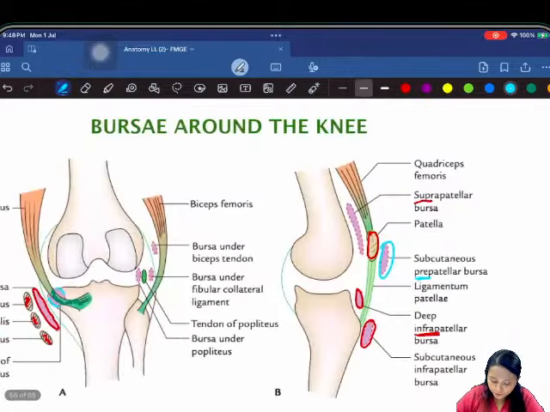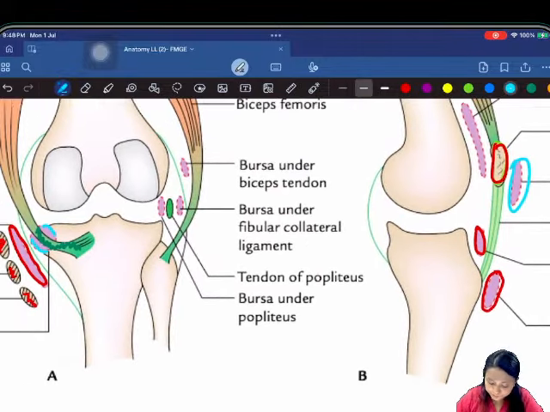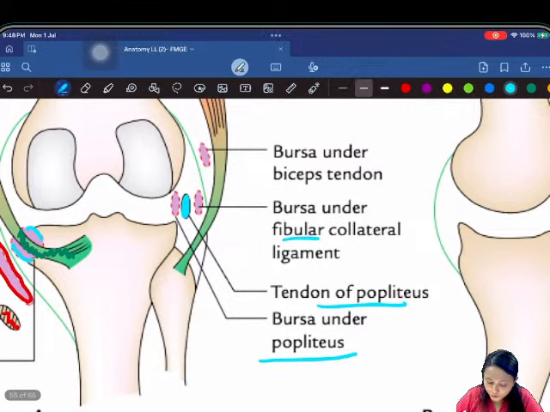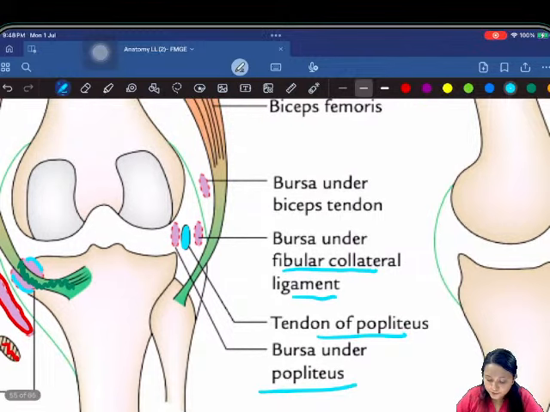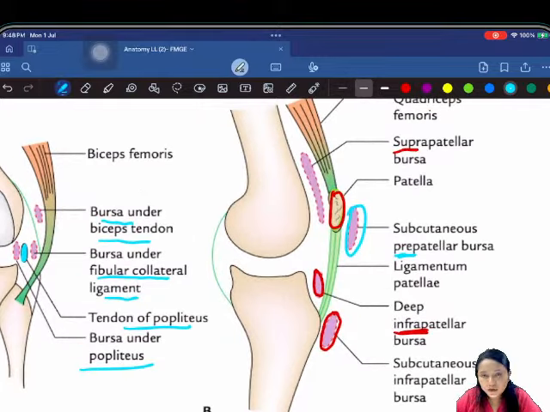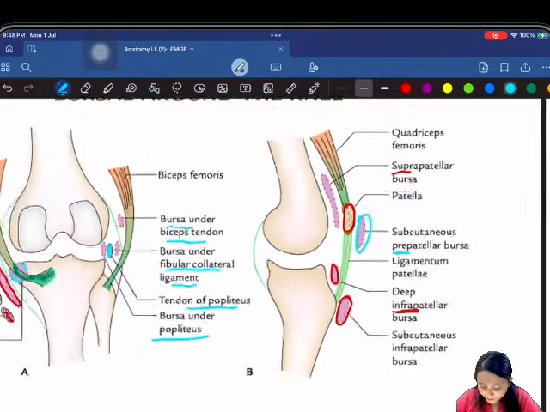अच्छा, और दो बर्सा है. If you see here, there is this tendon of popliteus. So bursa under the tendon of popliteus. Okay, you also have a bursa under the fibular collateral ligament, and you also have a bursa under the tendon of biceps. So these are like small bursas. Mainly they will ask you a question regarding the suprapatellar, the prepatellar and the infrapatellar.